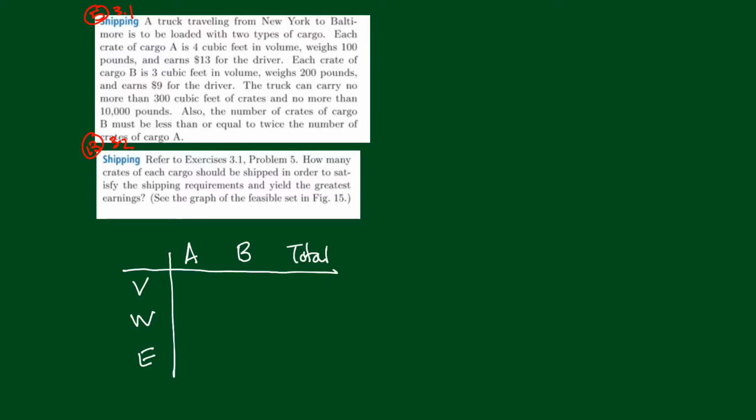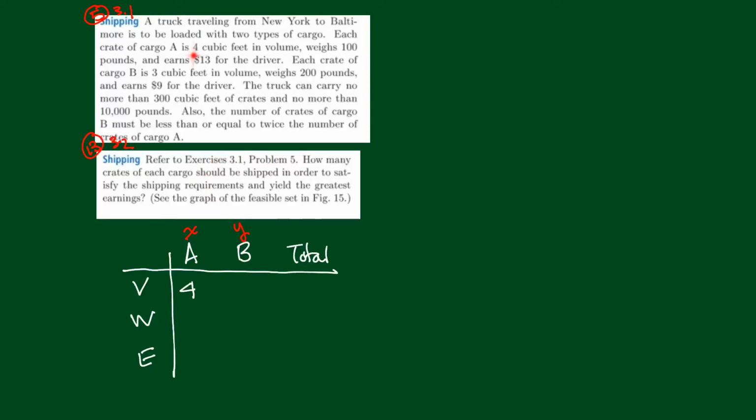Now what we're looking for is this, down here: how many crates of each cargo? So I'm going to let X be the number of crates of A that we should use, and Y be the number of crates of B to use. Now, what do you know about A? Let's go back up here. Each crate of cargo A is 4 cubic feet. That's the volume, so I'm going to bring that 4 right down here.